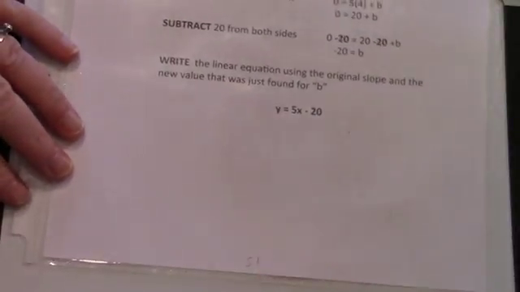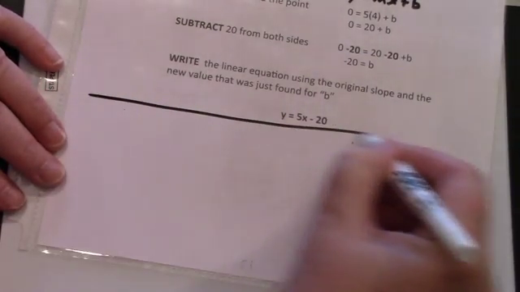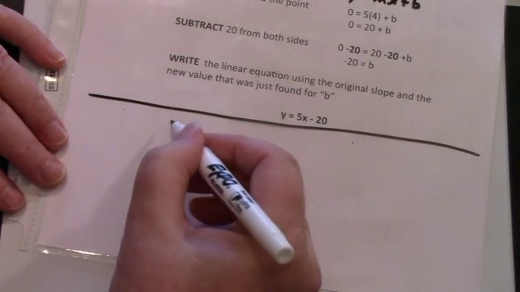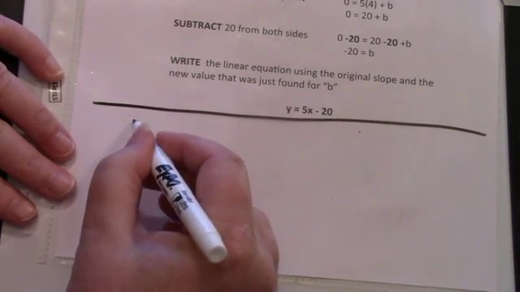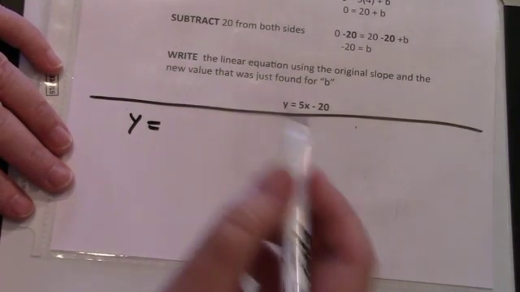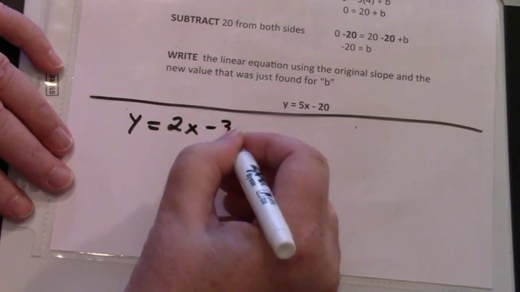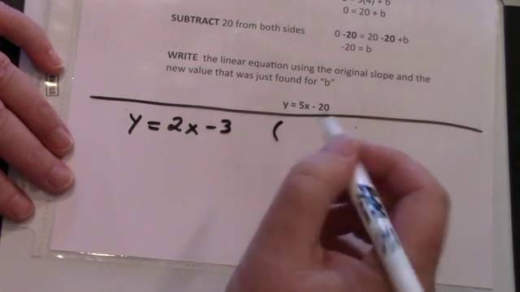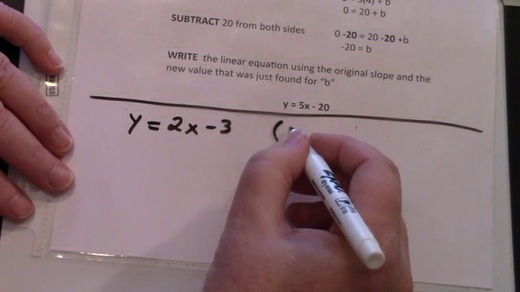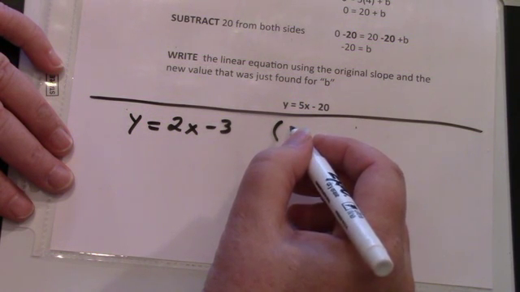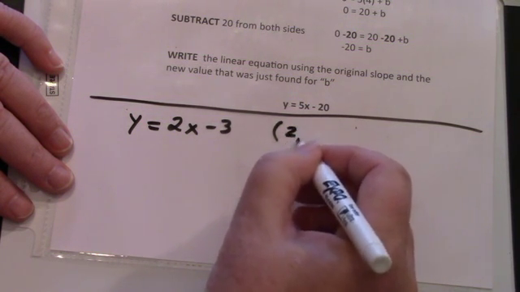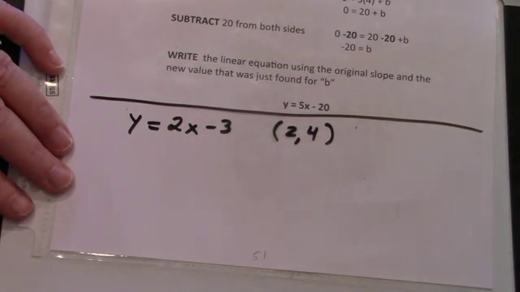Let's do another one since we have time and space. Let's say we have an equation that is y equals 2x minus 3, and we want it to pass through the point 2, 4. Now, I have no idea what this is going to turn out to be. We might have some weird fractions, but I'm okay with that.